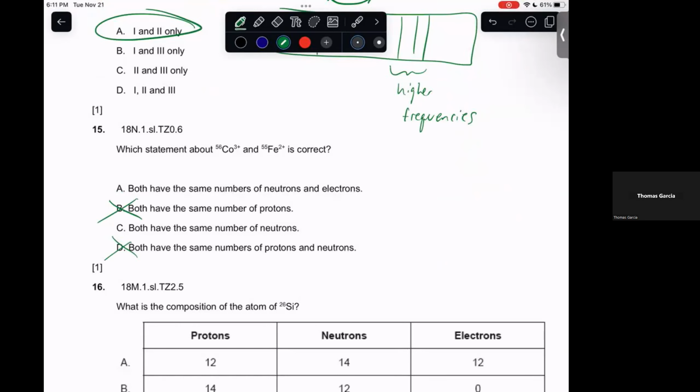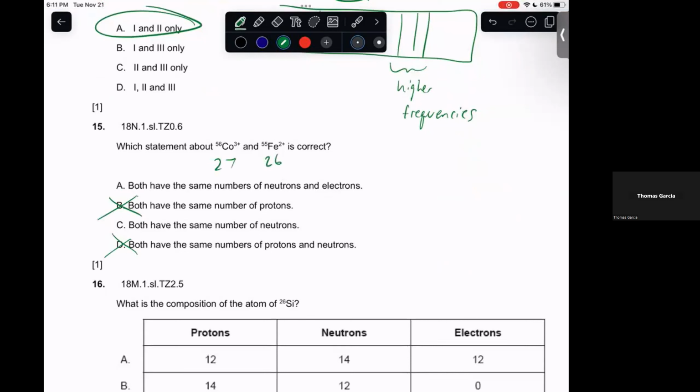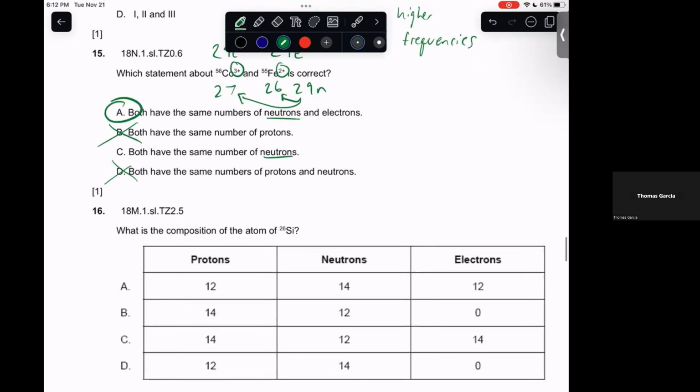Cobalt is element 27, while iron is 26. And so cobalt has a mass number of 56, while iron is 55. Yeah, that actually looks like they have the same number of neutrons. In this case, it is 29 neutrons for each. So they have the same number of neutrons, that's true. And now the charge. Iron has a charge of 2 plus, cobalt has a charge of 3 plus, so that means cobalt in this case has 24 electrons. Oh, and iron also has 24 electrons. A is the correct answer.